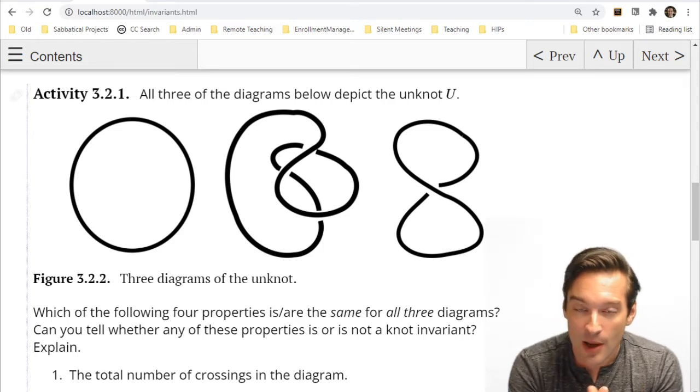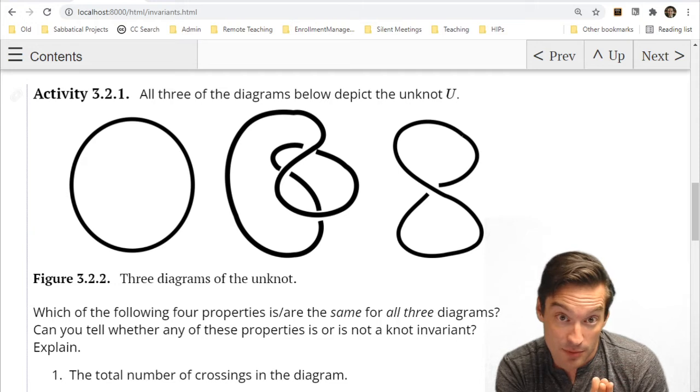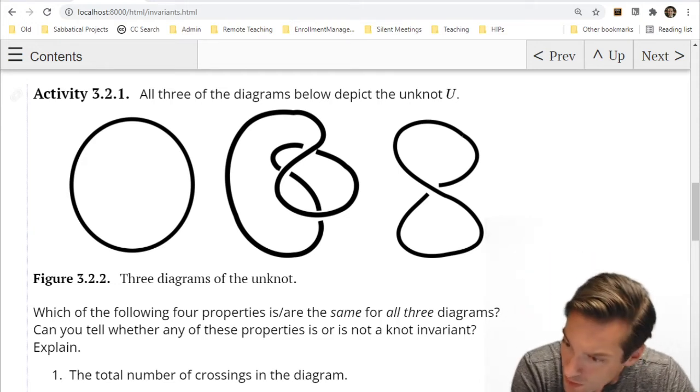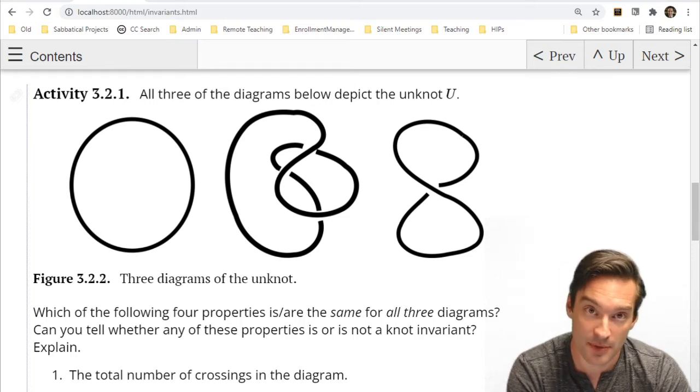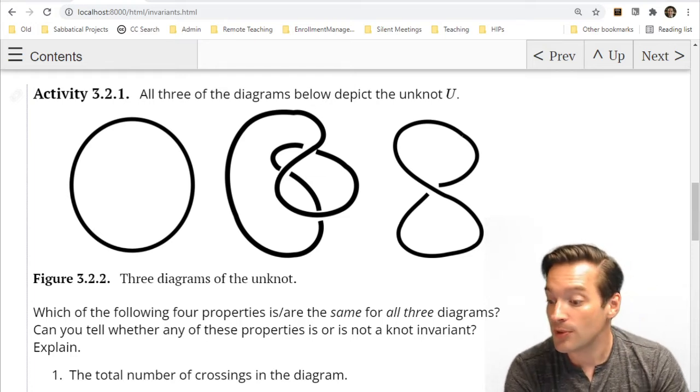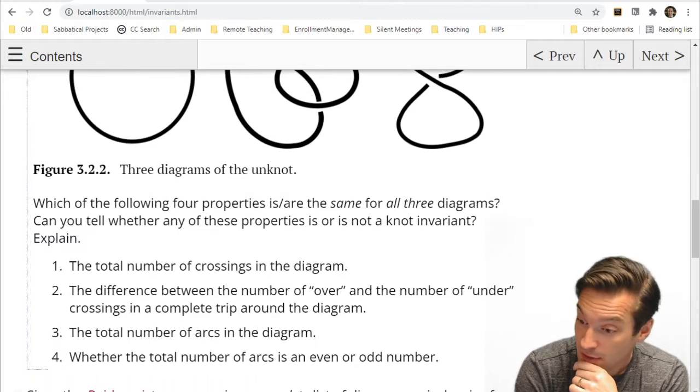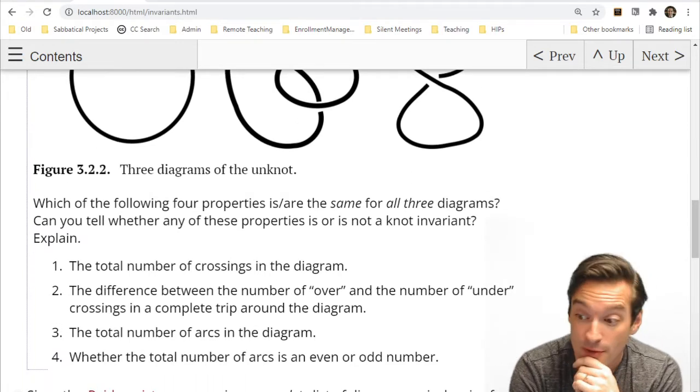So here's what I want your groups to wrestle with, and we'll give you maybe 20 minutes to really do justice to this question. Which of the following four properties is the same for all three of these diagrams? So I give you these four different candidates for knot invariants.